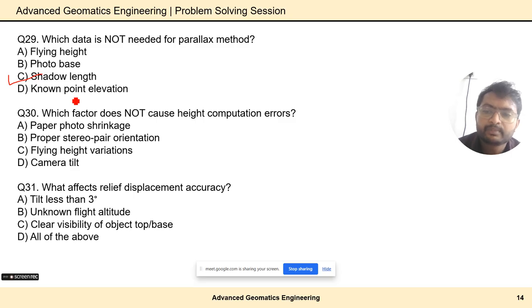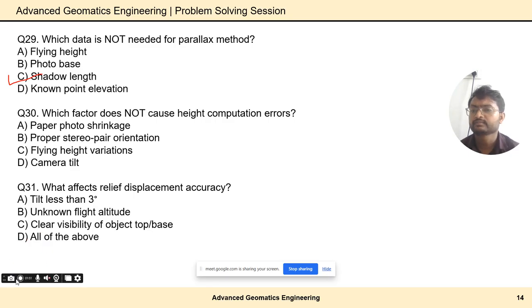So the first thing is paper photo shrinkage. If shrinkage happens in a map or in a photo which you take, then, yes. If it is proper, then it means what? That it will give no errors. Okay, if it is proper, that option is our answer because it will not produce any error.